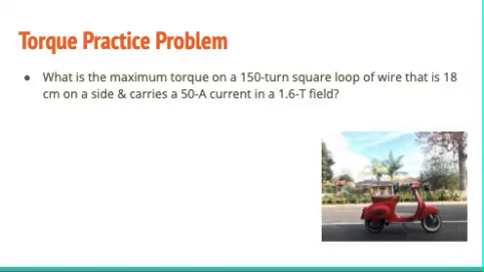Okay. So now we're going to jump into a torque practice problem. And it goes as follows. What is the maximum torque on a 150 turn square loop of wire that is 18 centimeters on a side and carries a 50 amp current in a 1.6 Tesla field? So remember the torque equation. Maybe pause and try to figure this out by yourself, because now that you have the torque equation, this should be pretty easy to just plug and chug.